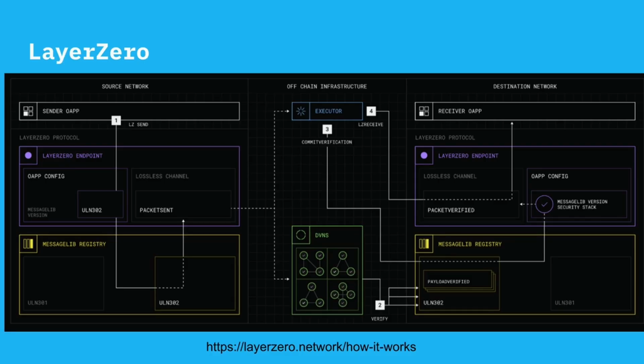With LayerZero, again, you have two chains and you want to send a message between them. Ideally, you have an app on each chain that is able to send and receive these messages. Then they have some sort of off-chain verification, which in this case they call DVNs. These are validator networks that they essentially make available for programmers to use as their source of verification. So if you are sending a message from one chain to another, it has to be verified by the DVN.